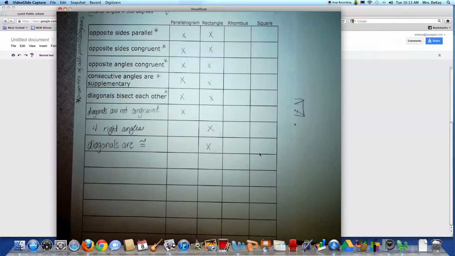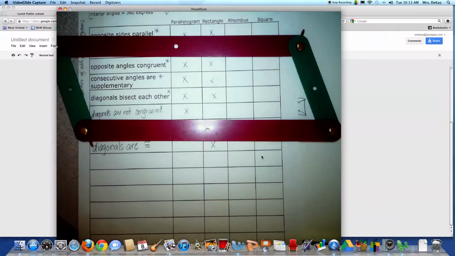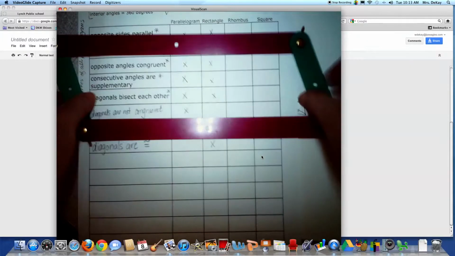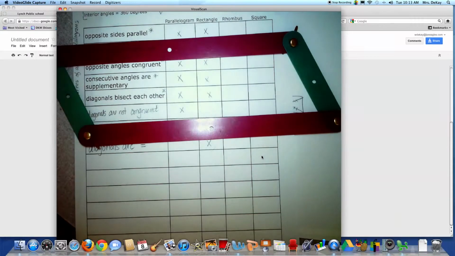Okay? If I go back to my regular parallelogram, and I changed it just a little bit, it's still going to be a parallelogram. I got one in here. Lucky me. This is still a parallelogram because top and bottom are parallel, left and right are parallel. Right? Angles opposite are congruent. Everybody got that?